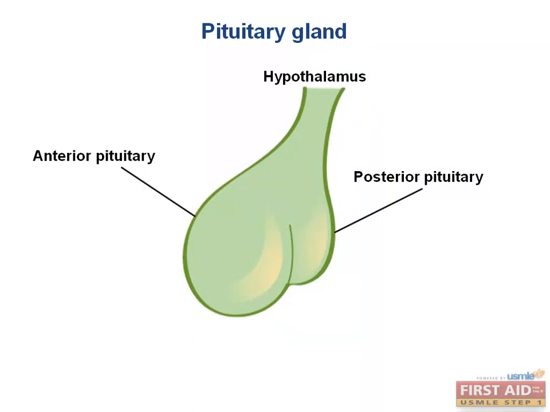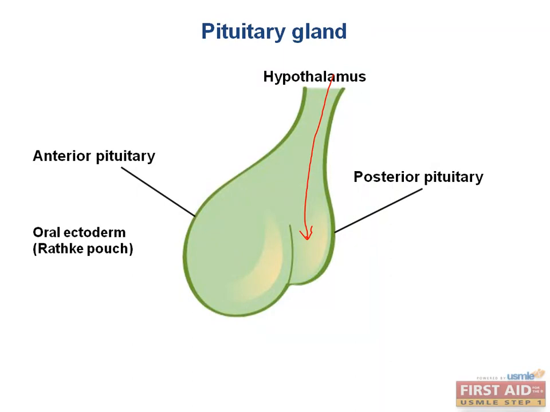The posterior pituitary is true neural tissue, basically an extension from the hypothalamus down into the sella turcica. Meanwhile, the anterior pituitary is a separate type of tissue. Do you recall what is the origin of the anterior pituitary? The anterior pituitary arises from the invagination of oral ectoderm, termed Rathke's pouch.